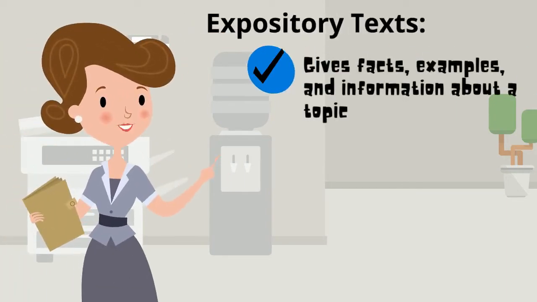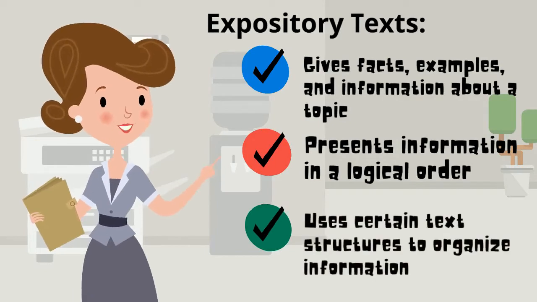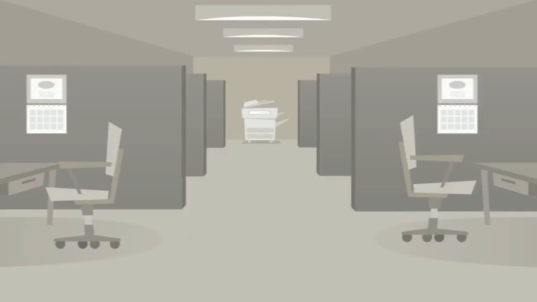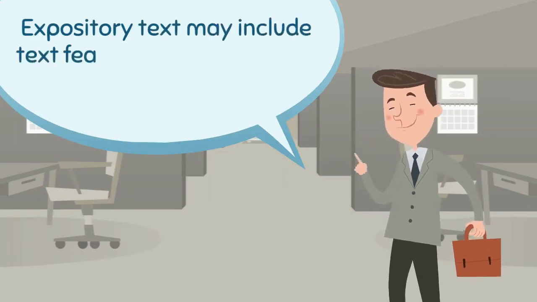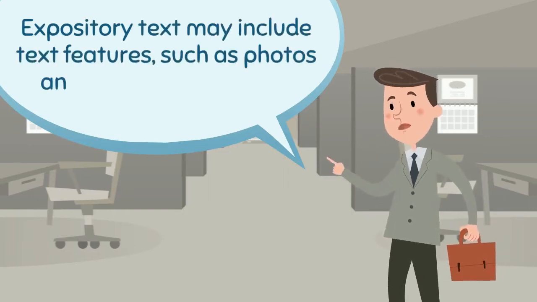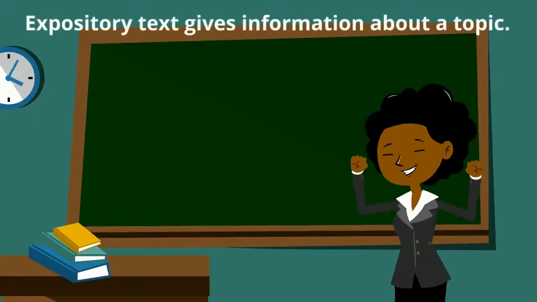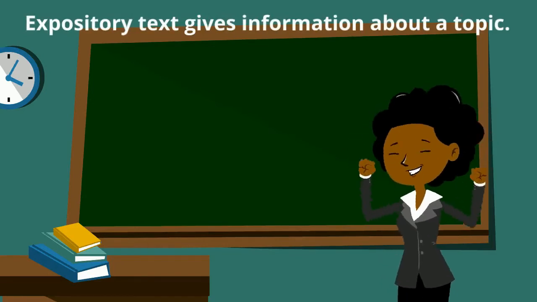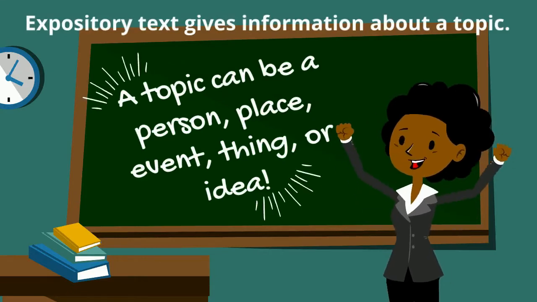Expository text. Give facts, examples, and information about a topic. Presents information in a logical order. Uses certain text structures to organize information. Now, expository text may include text features such as photos and captions to help support understanding. Expository text gives information about a topic. The topic can be a person, place, event, thing, or idea.